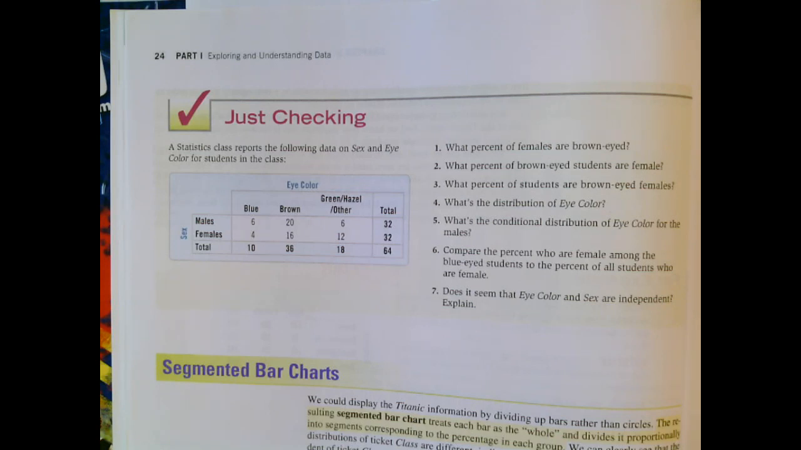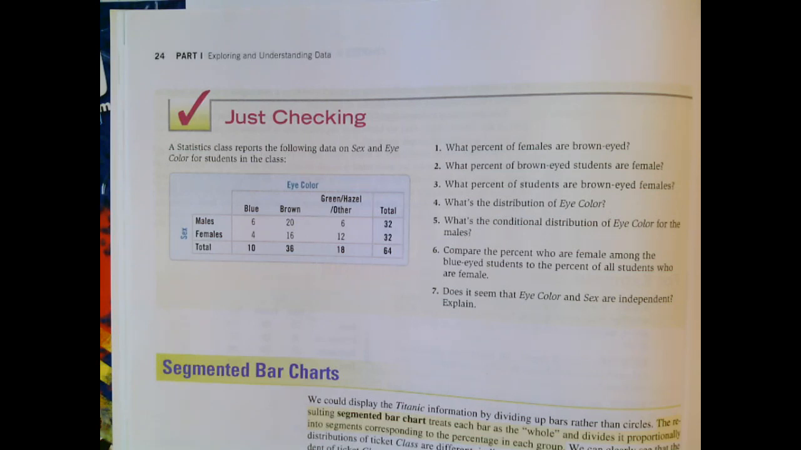And once we've restricted it to the row view, now we need to find brown-eyed out of the total, which is going to be 16 out of 32 or 50%. So number one's 50%. Number two, what percent of brown-eyed students are female?